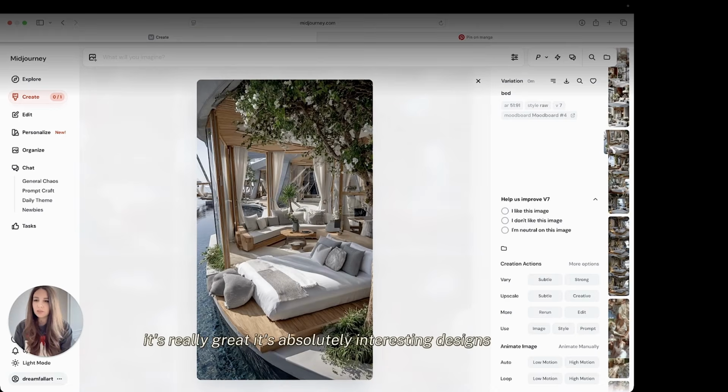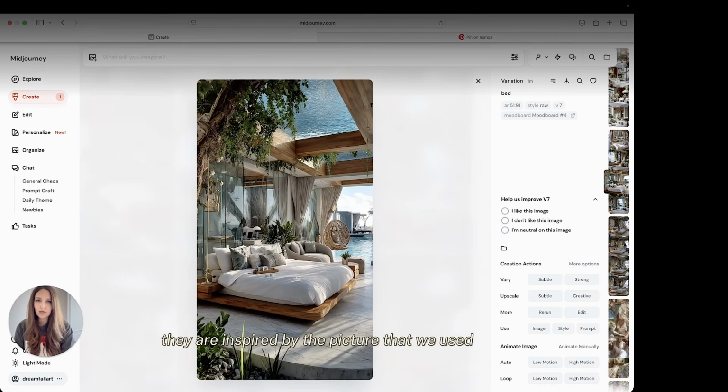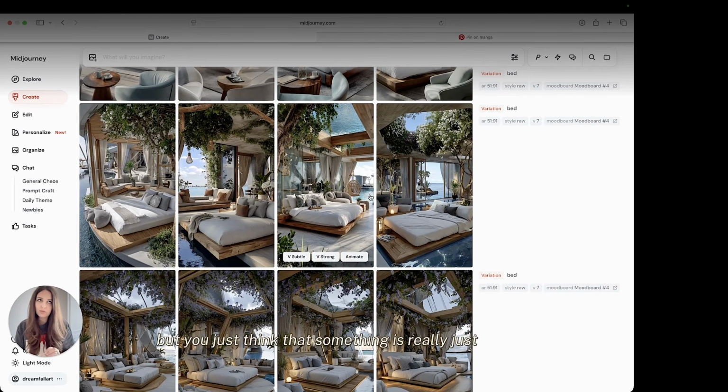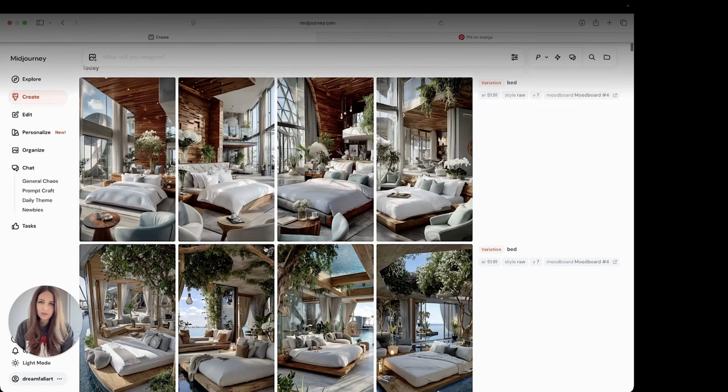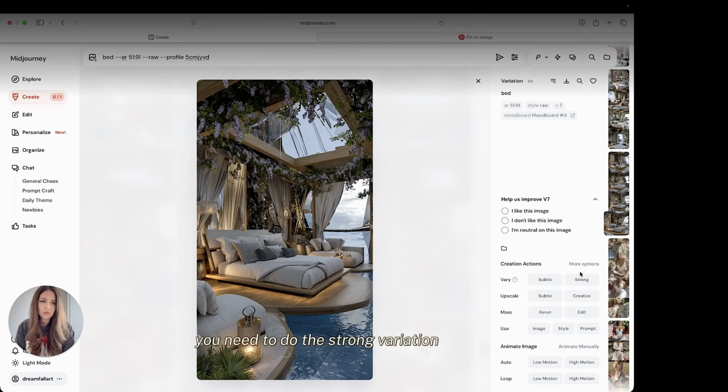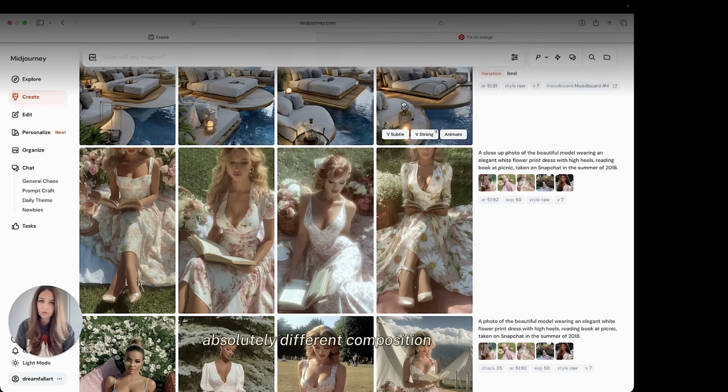It's really great. It's absolutely interesting designs. They are inspired by the pictures that we used, yet it's absolutely different. So if you really love the concept, but you just think that something's not right here, you need to do the strong variation, the strong remix, just because when you do the strong remix, it uses the whole aesthetics, the whole concept of the picture, and just uses it in an absolutely different composition.